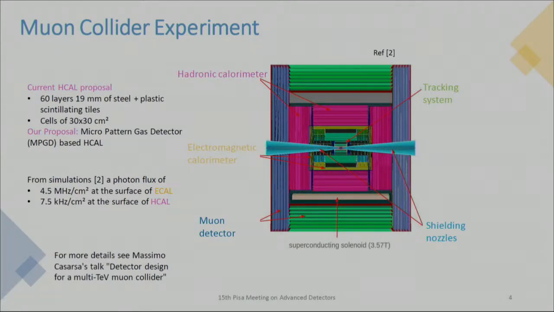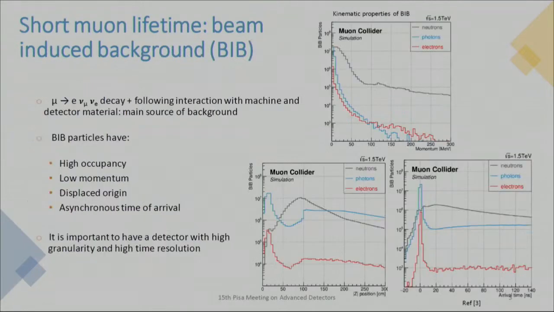One of the main differences with respect to other experiments relies in the shielding nozzles that are shown in this figure. They are very close to the interaction point, and they are needed to mitigate the beam-induced background. In fact, from the simulation, we see that a photon flux of around 7.5 kHz per centimeter squared is expected at the surface of the HCAL. However, for more details on the experiment at the muon collider, you can have a look at Massimo Casarsa's talk that he gave on Monday.